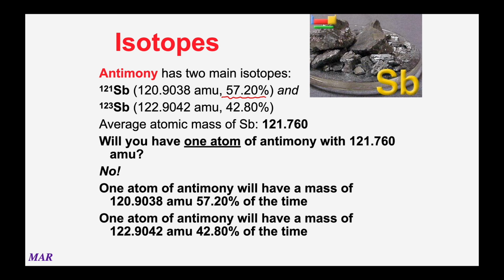57.20% of the time, you're going to get an antimony with 120.9038. And 42.80% of the time, you're going to get an antimony with 122.904. Remember, the 57.20 is almost 60%, which is like 6 out of 10. 42.8 is about 40%, about 4 out of 10. So 6 out of 10 times the 120.9 and 4 out of 10 times roughly 122.9. But you're never going to have 121.76.